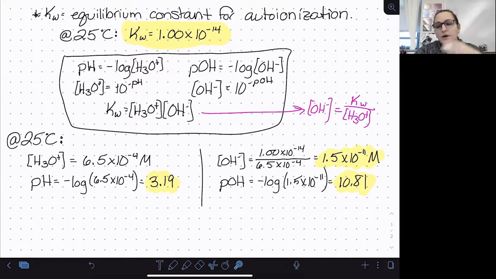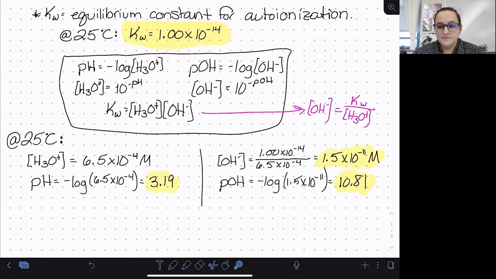Since we now know how hydronium and hydroxide are related in solution, which is through the autoionization of water, that tells us, based on its equilibrium expression, the product of the hydronium and hydroxide concentrations is always equal to the value of the equilibrium constant for autoionization. If we're at 25 degrees Celsius, this is our value.